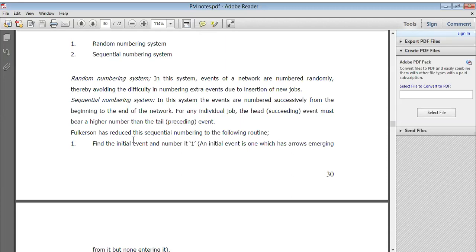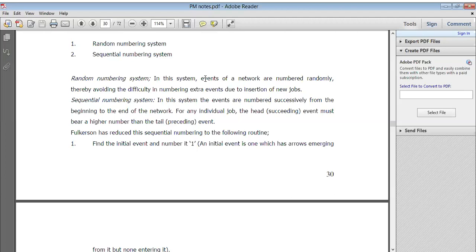Yes, A, B, C, D, E, F. If you have completed it, then it is easy. Sorry, it is easy to calculate code-wise. Now the sequential number system: the events are numbered successively from the beginning to the end of the network. For any individual job, the head event must bear a higher number than the tail, right? Whichever is the highest number is the most important.